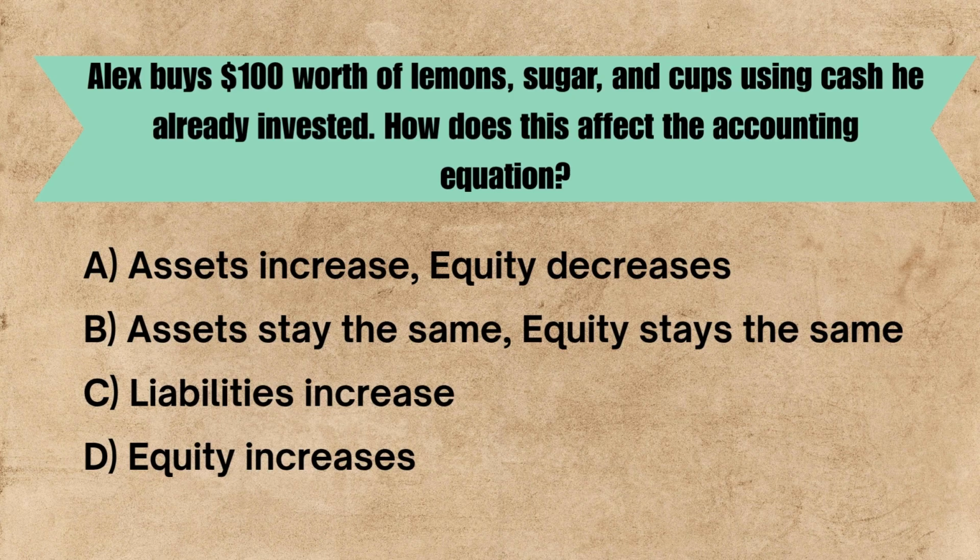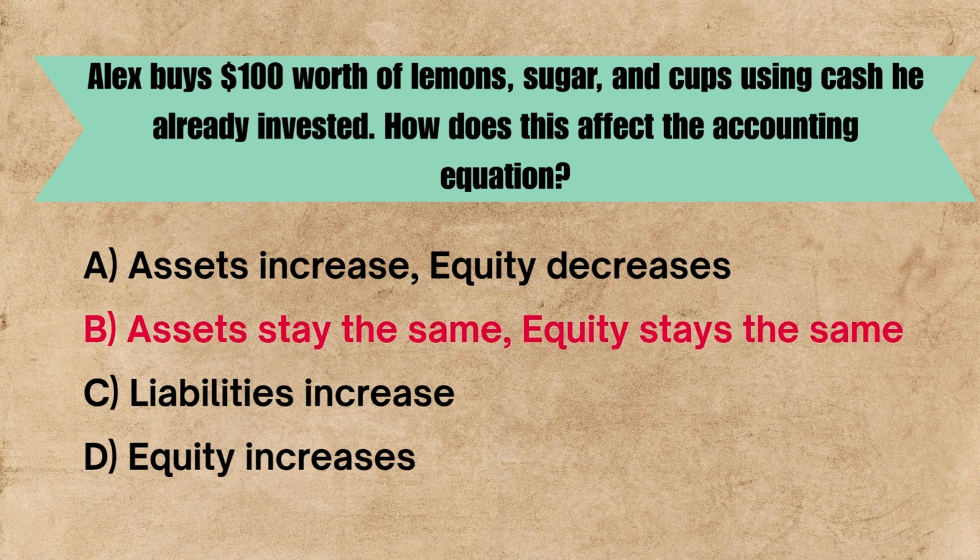Let's add in a quick concept question check. Alex buys $100 worth of lemons, sugar, and cups using cash he already invested. How does this affect the accounting equation? A. Assets increase, equity decreases. B. Assets stay the same, equity stays the same. C. Liabilities increase. Or D. Equity increases.